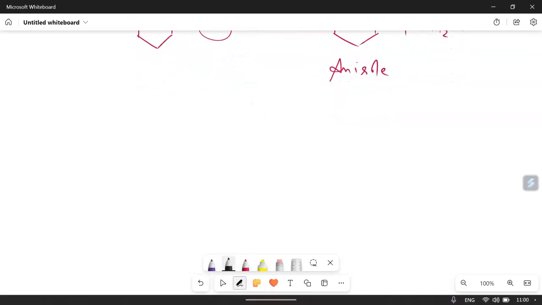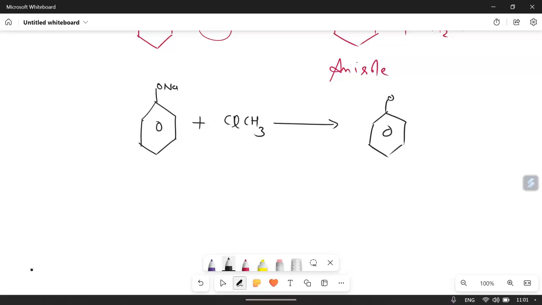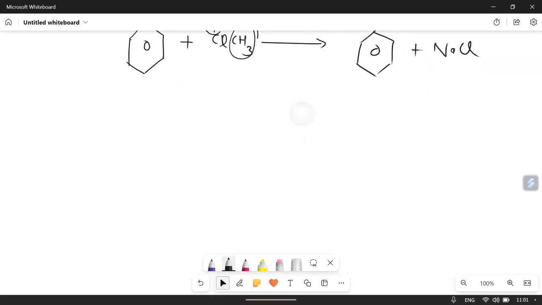The next reaction which we are going to discuss: suppose this is your phenoxide ion, ONa, treated with ClCH3. It will also give the OCH3 product, but the byproduct will be NaCl. Okay, I hope you are able to get it. The CH3 goes here. So it will form the product, and the reaction goes like that.